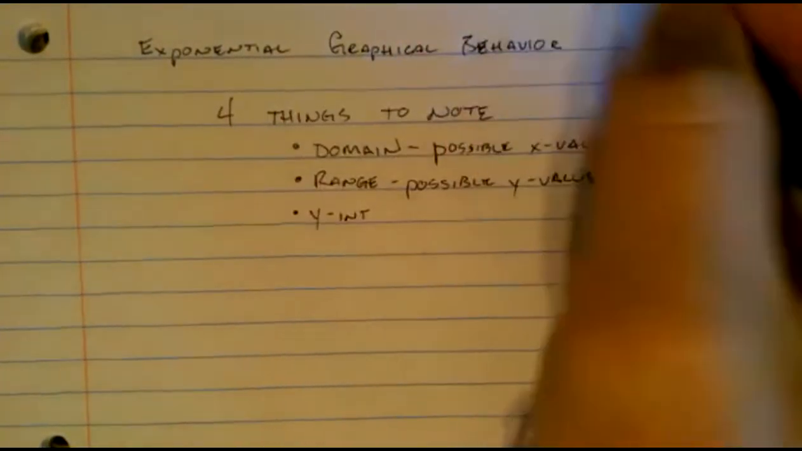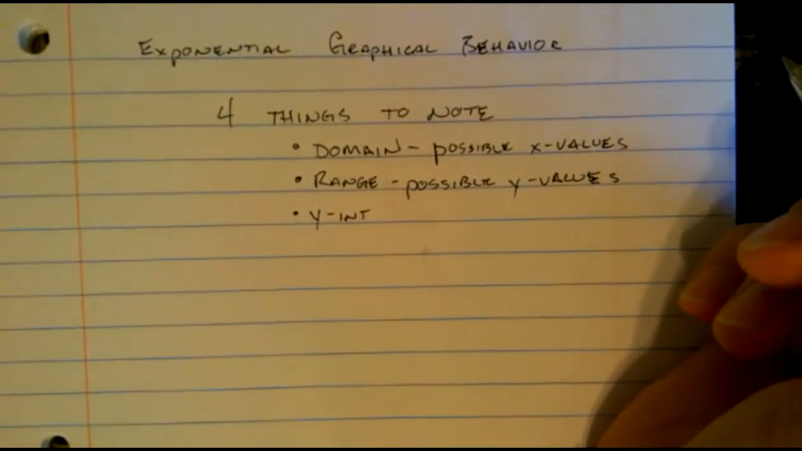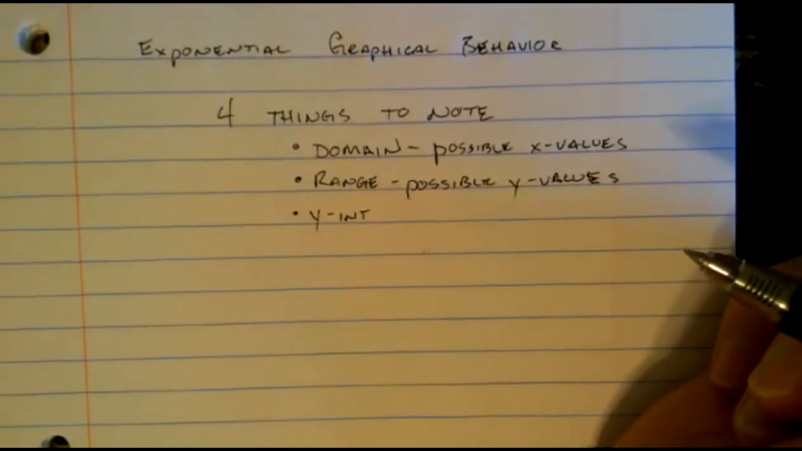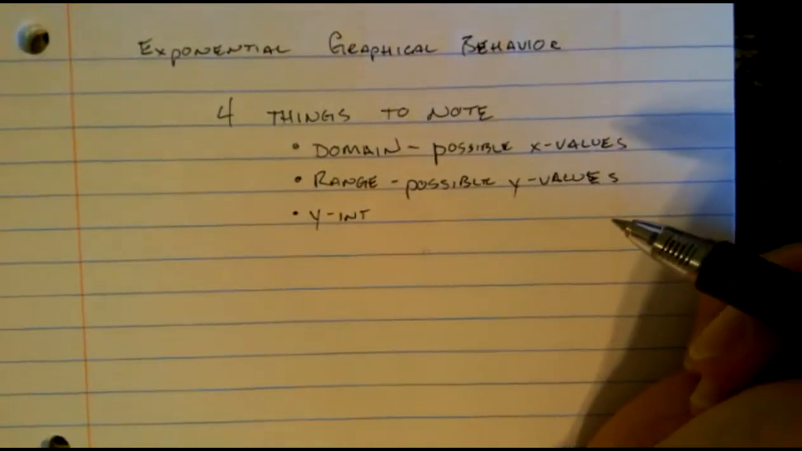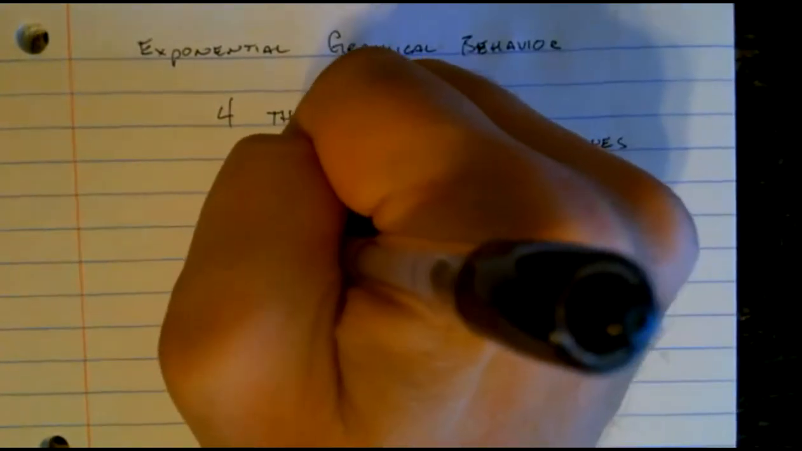Something else to note: we've already done this in trying to get a function equation from a graph. You want to really look at that y-intercept. It's important. It does a lot for you in terms of creating the equation. And then the new one for us today, this one right here, is new. We're going to talk about what's called an asymptote.